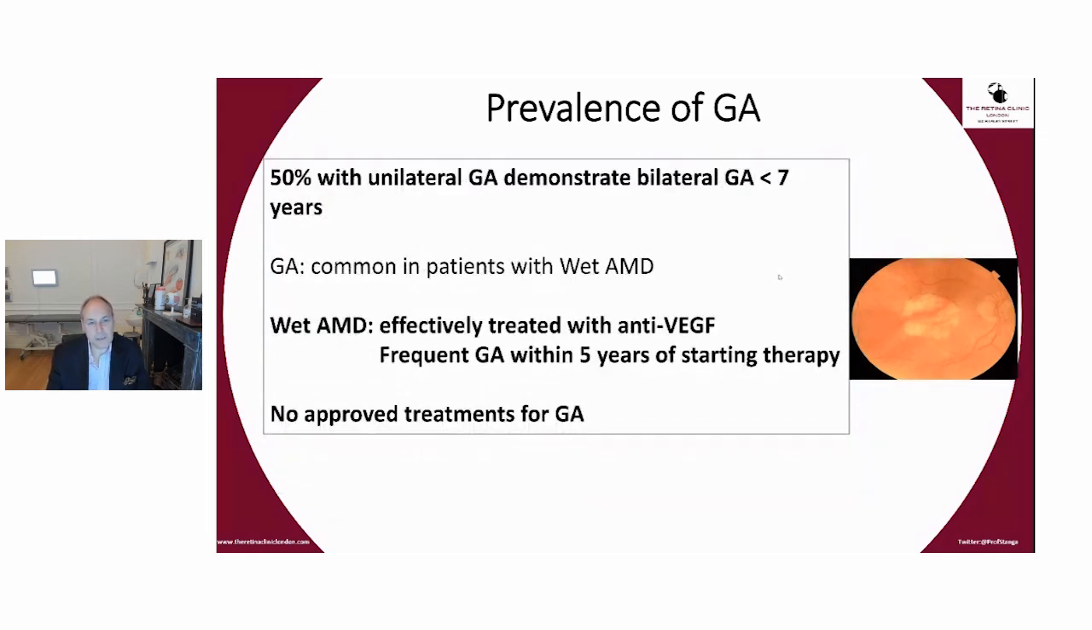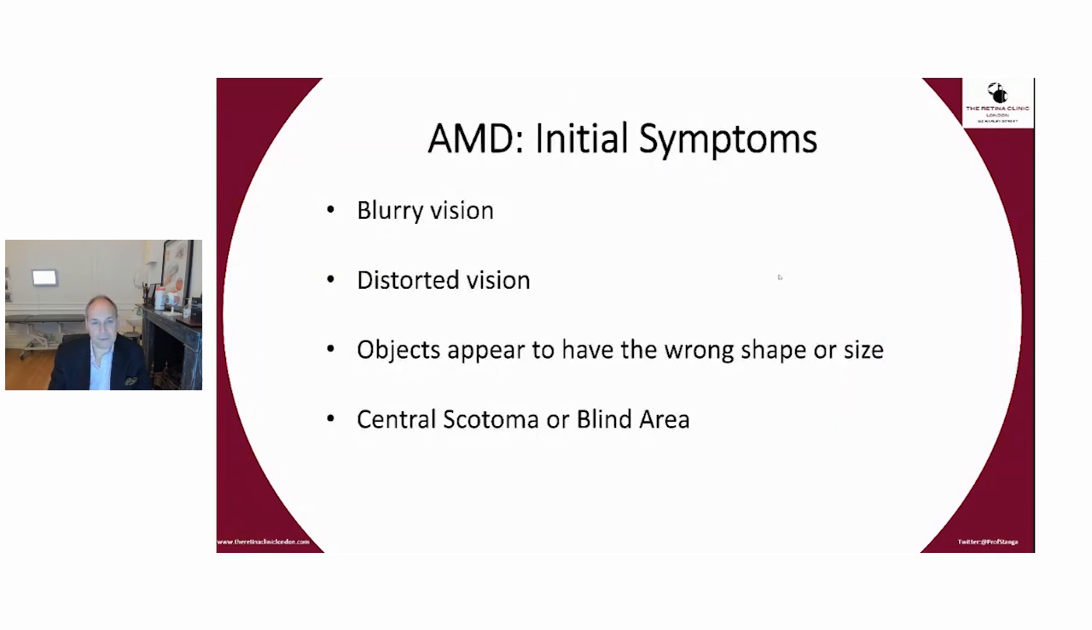50% of those with unilateral geographic atrophy or late dry AMD demonstrate bilateral geographic atrophy within 7 years. GA is also common in patients with wet AMD. Wet AMD is effectively treated with anti-VEGF. However, there's a frequent association of geographic atrophy and wet AMD within 5 years of patients starting anti-VEGF therapy. There are no approved treatments so far for geographic atrophy.